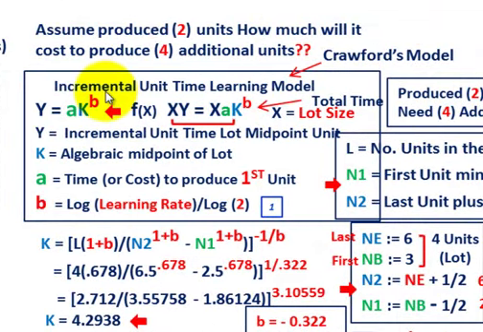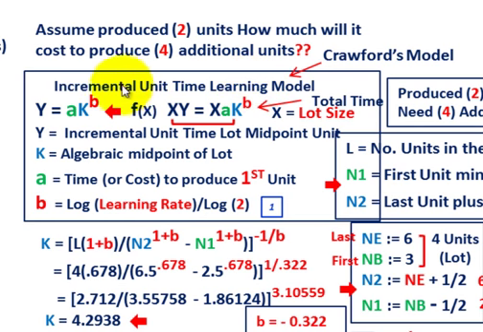Okay, so here we sit. We're going to go through our equations, and again we're using this incremental unit time learning model, or learning curve, which is really Crawford's model. This is going to be the problem: let's assume we've produced 2 units. The question is, how much will it cost to produce 4 additional units based on our learning curve?